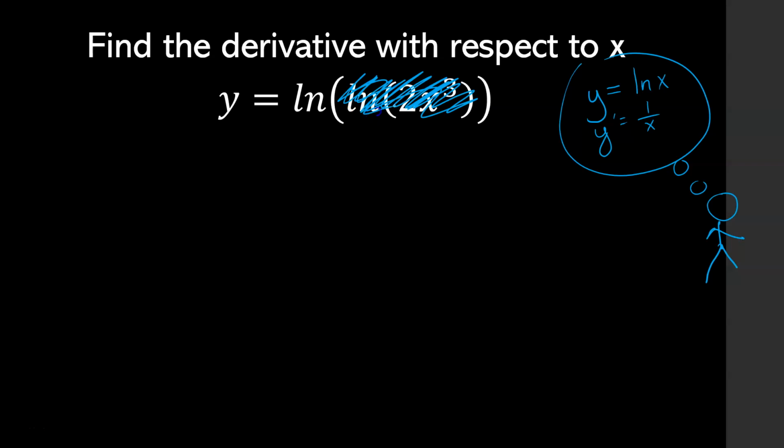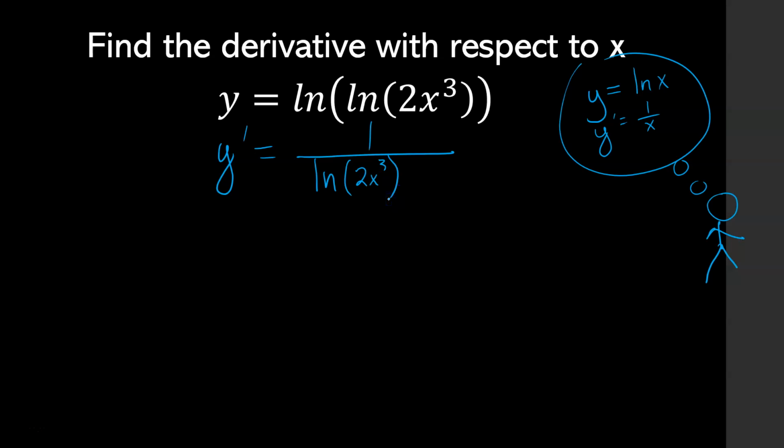This outermost natural log. The derivative of natural log of something is 1 over that something. Okay? And so, what goes down there? Natural log of 2x cubed. That input was a function, so we need to use the chain rule. So the next thing we're taking the derivative of is this natural log, that input. And natural log has a derivative of 1 over the input. This input is 2x cubed.